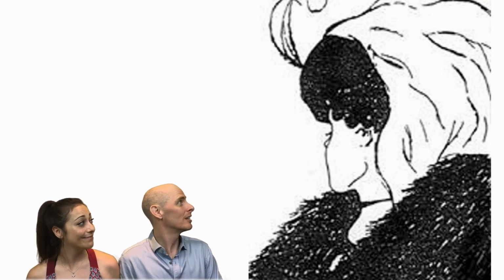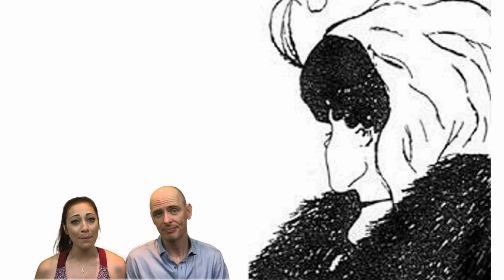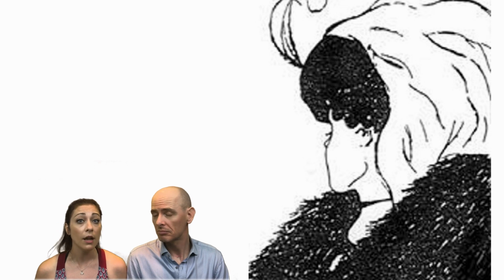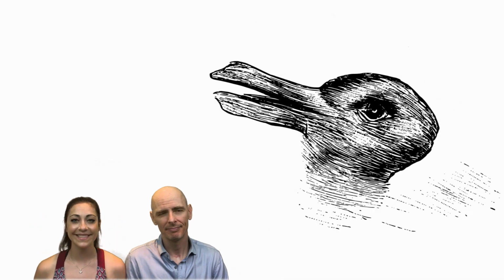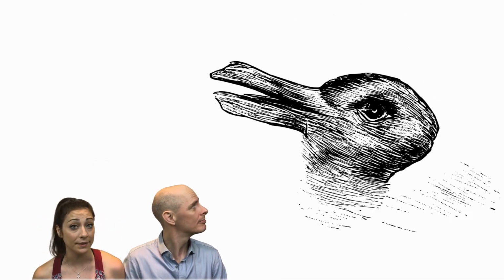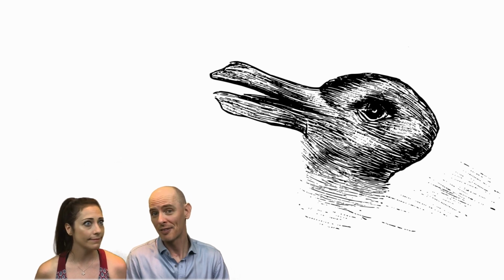Well, this one's easy. It's a young woman. Are you sure this is optical art? Yup. Some optical art uses ambiguous images. You may see a young woman, but others may see an old woman. What do you see? How about this one? Do you see a rabbit or a duck? I see a giraffe.